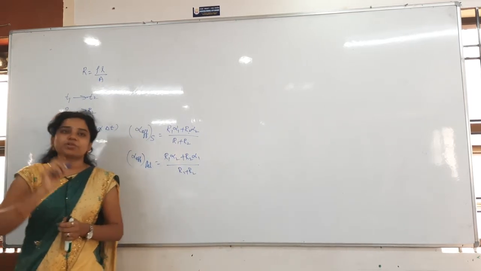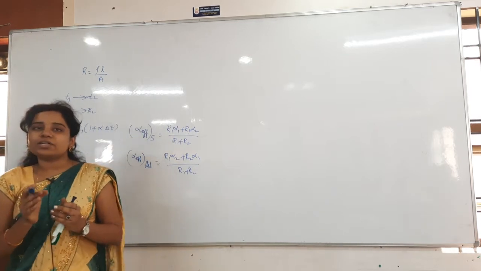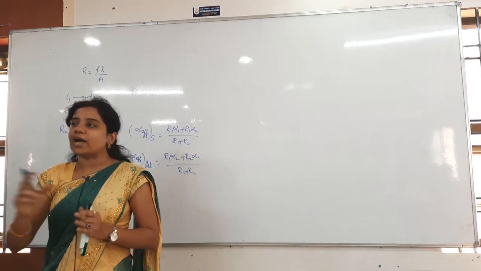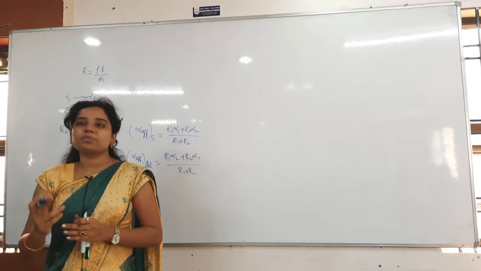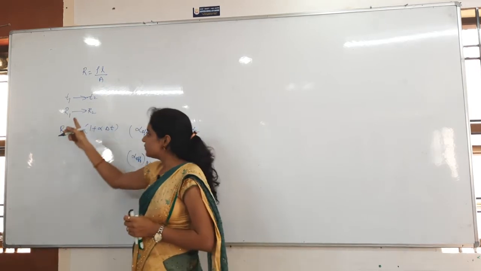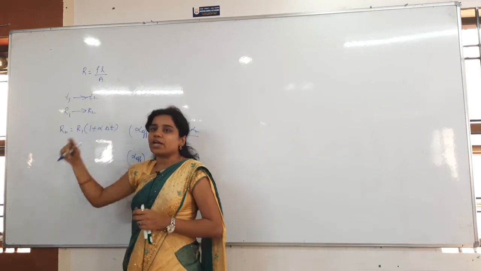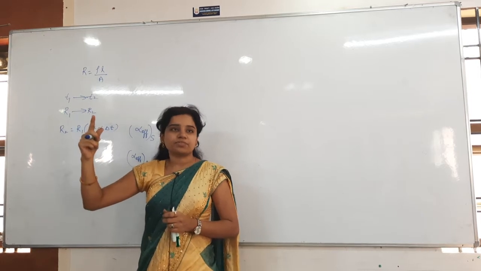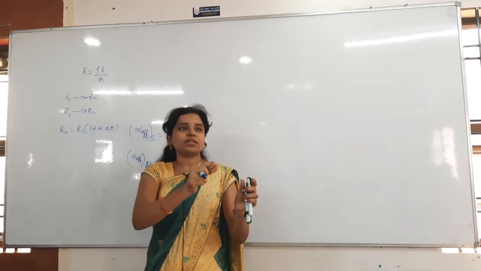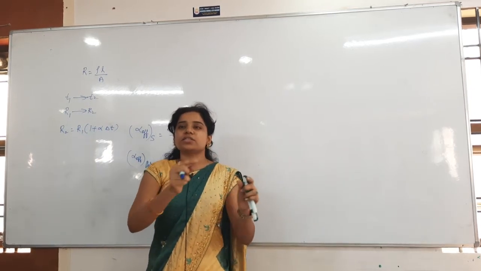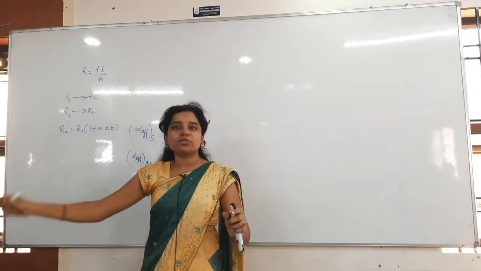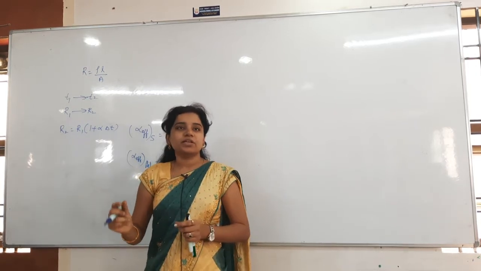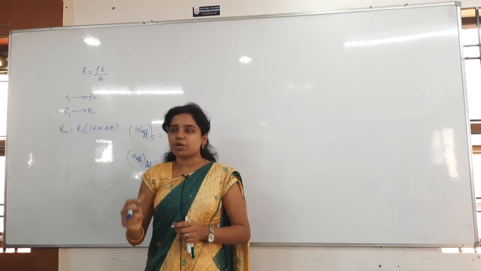And one more set of problems will be there: R1 at temperature T1, R2 at temperature T2. Then what will be the alpha value? This one is different. Whenever you raise the temperature, it is changing. Whenever I select particularly R1 resistance at the T1 temperature and R2 resistance at T2 temperature, then what will be the alpha value? That problem also we will do.